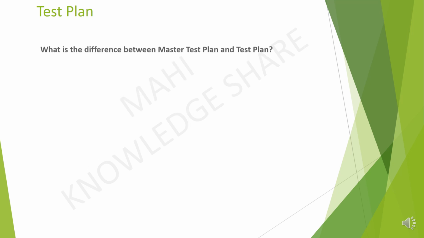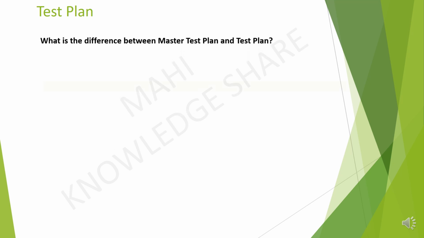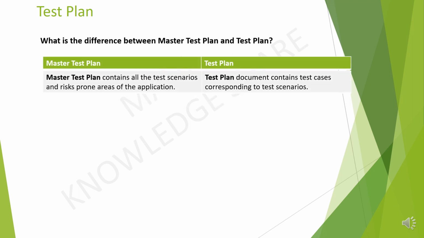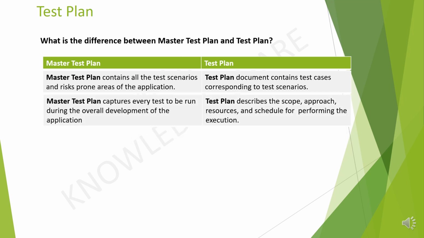Difference between master test plan and test plan. The master test plan contains all the test scenarios and risk-prone areas of the application, whereas the test plan document contains test cases corresponding to test scenarios. The master test plan captures every test to be run during the overall development of the application, whereas the test plan describes the scope, approach, resources, and schedule for performing the execution.